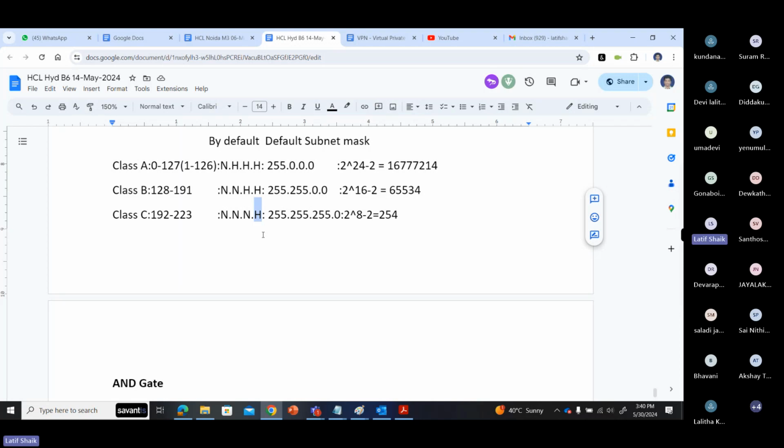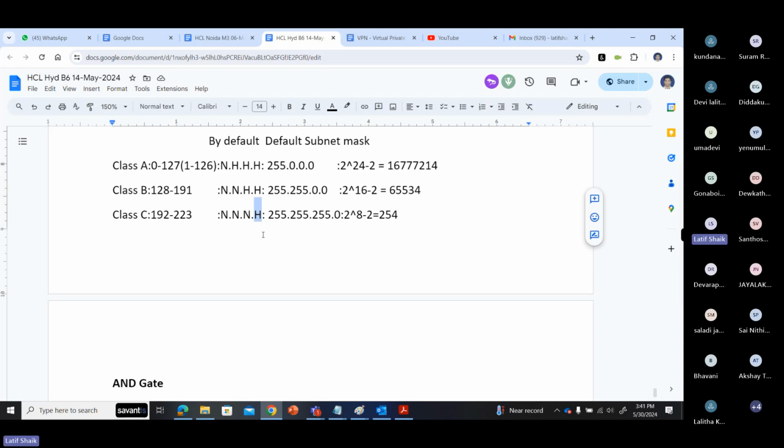And coming to class B, the two host portions mean 8 zeros plus 8 zeros, 16 zeros. 2 to the power of 16, 65,536 minus 2. Why minus 2? We cannot assign two IP addresses, the network ID and the broadcast ID. The remaining, about 65,500 systems, you can connect and configure with IP addresses in a single class B network.